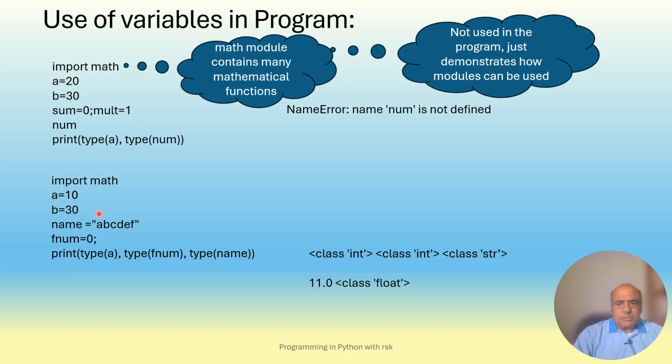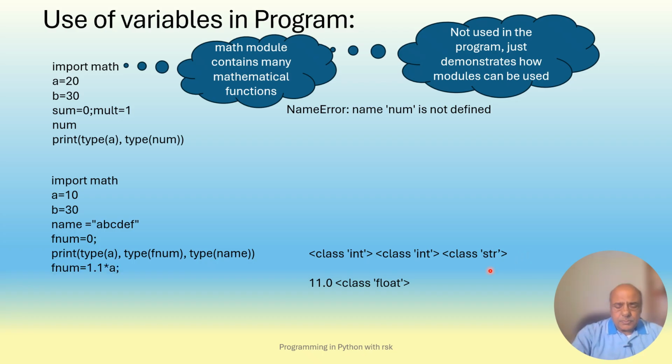A is equal to 10, B is equal to 30, name is ABCDEF, fnum is 0. These 4 variables are declared. Then we want to know the type of the variables, that is, the type of these variables as being inferred by the compiler. So we give print type A, type fnum and type name.